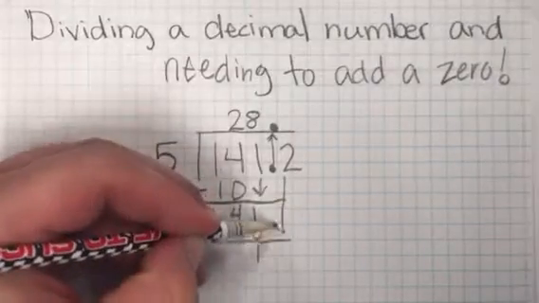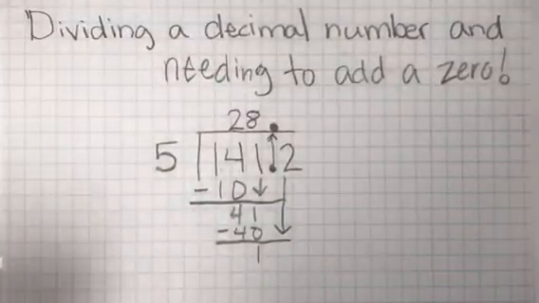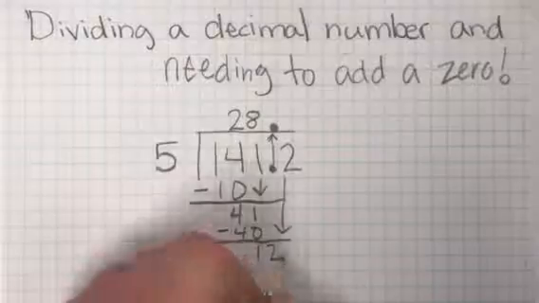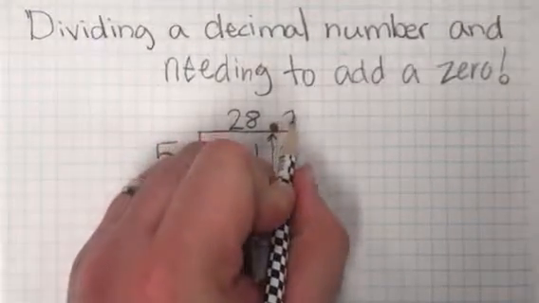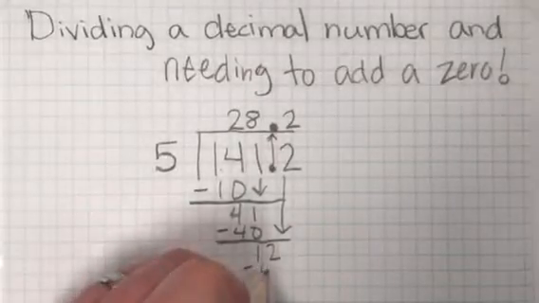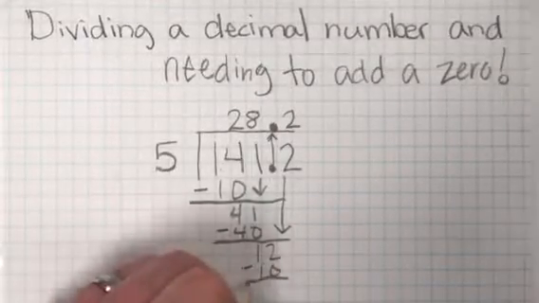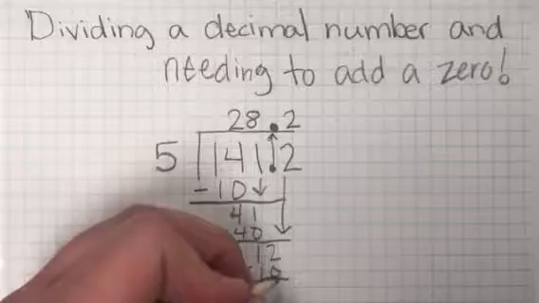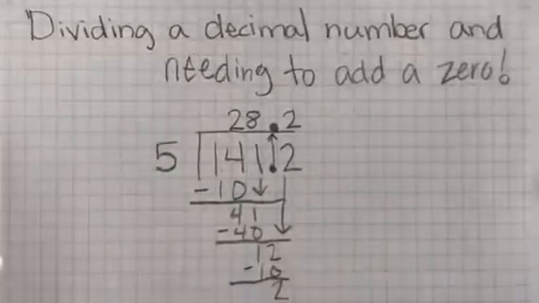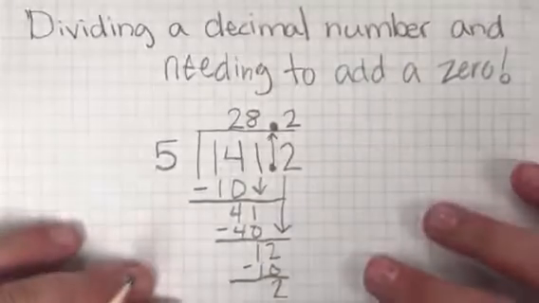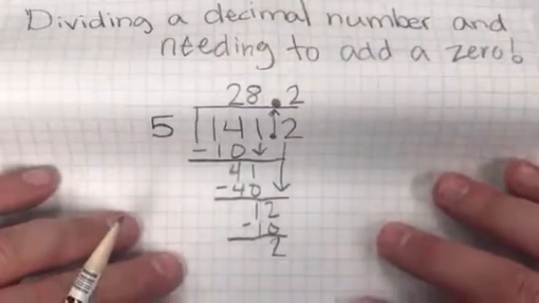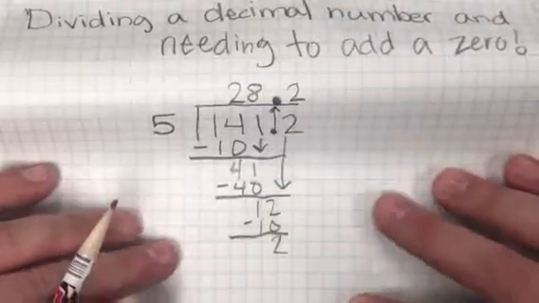I now bring down my 2 just like I would on any old regular problem. Now, if there are 12 and I need them in groups of 5, I can evenly do that 2 times and subtract away the 10 that I have taken away, because 5 times 2 gave me my 10. Now, this is where we add that 0, and I'm going to move my paper up just a little bit so that you guys can see this. This is where we add that 0.